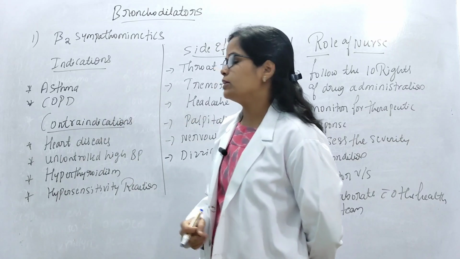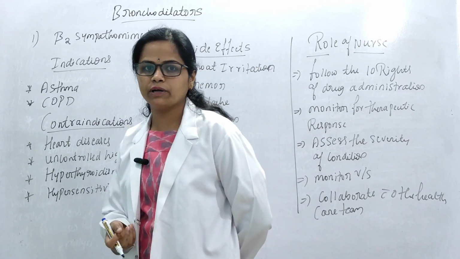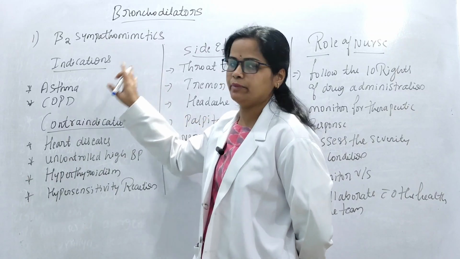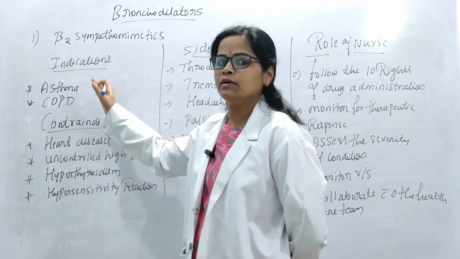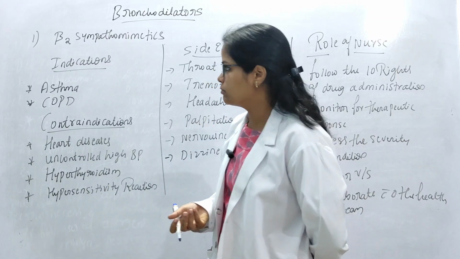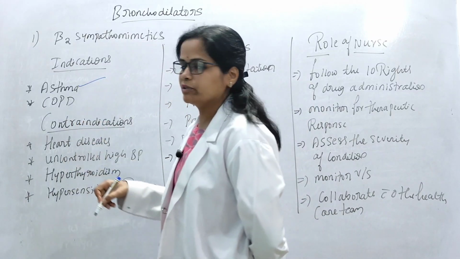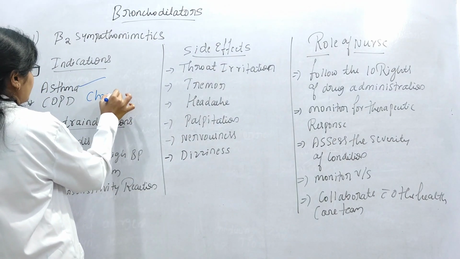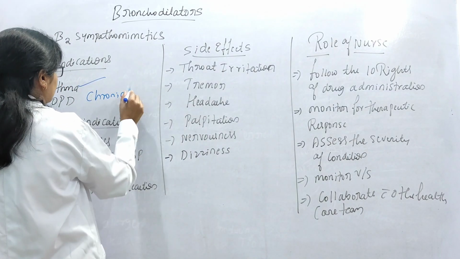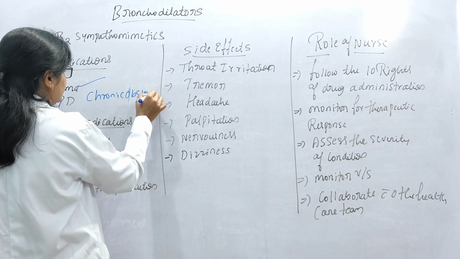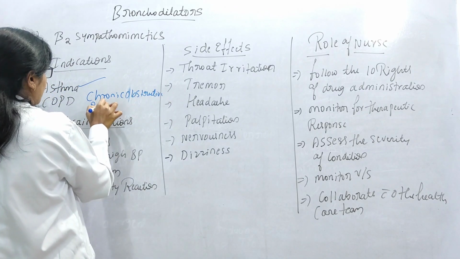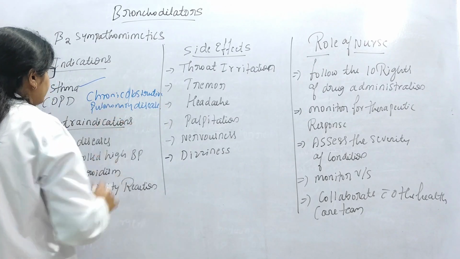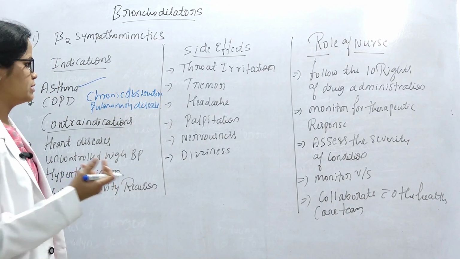Next we'll see about the indications, which means in which conditions we should administer the beta 2 sympathomimetic bronchodilators. Here, for the treatment of asthma and COPD. COPD is nothing but chronic obstructive pulmonary disease. In these conditions, beta 2 sympathomimetics can be used.